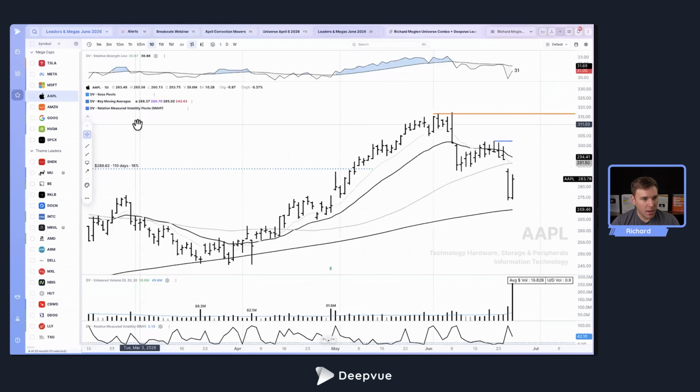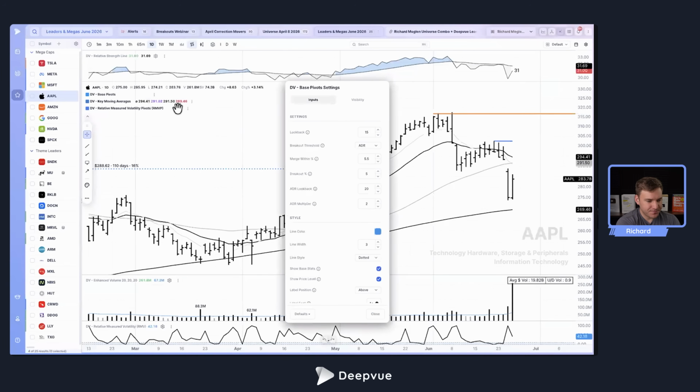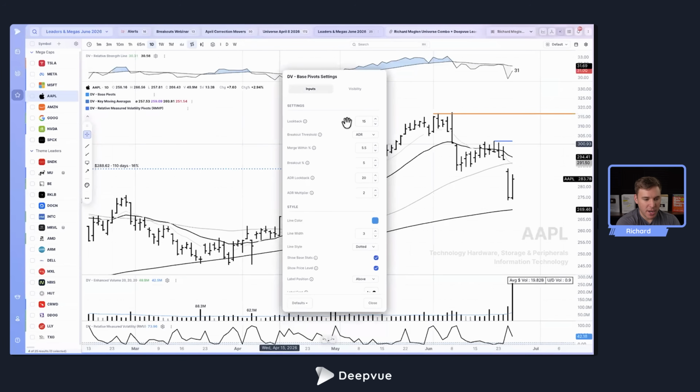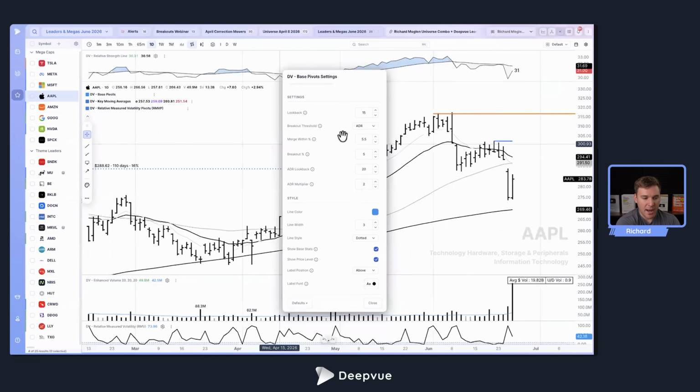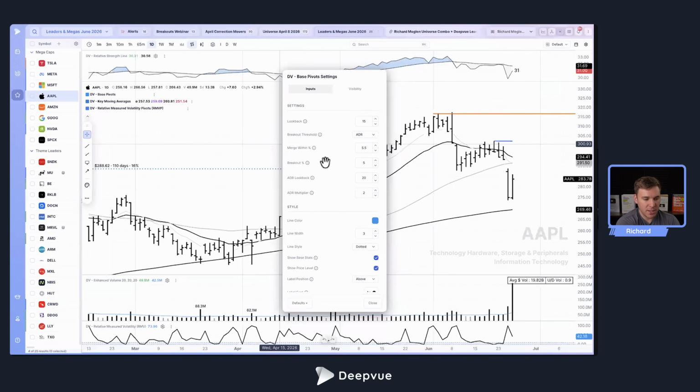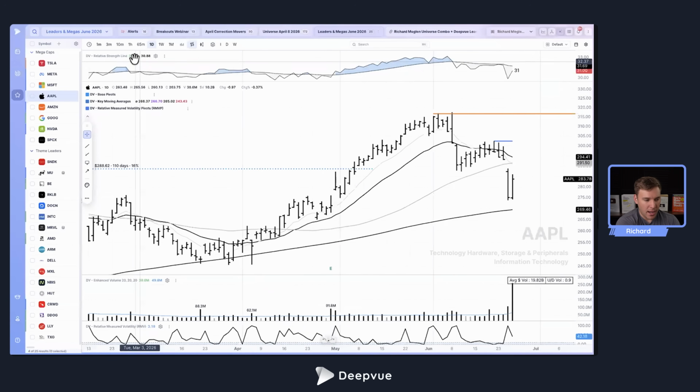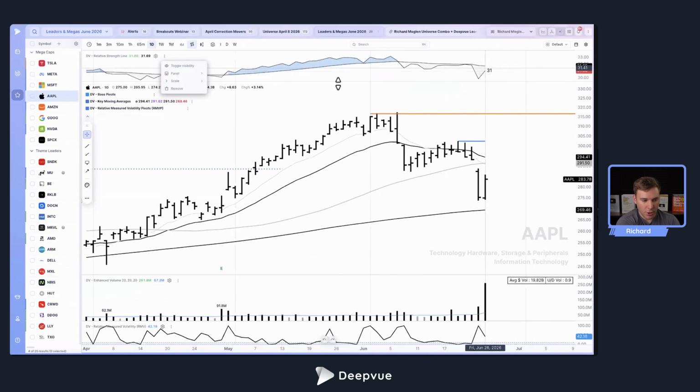Cool. Settings for my indicators. So for base pivots, you can screenshot this, or as we put on the replay, you can pause this and look at it. But I've done individual tutorials for each of these. So this is my base pivots indicator. My RS line, the 21 EMA is my signal line. This is the 1 month RS rating here. So in DeepView, you can now put the RS rating right in here.